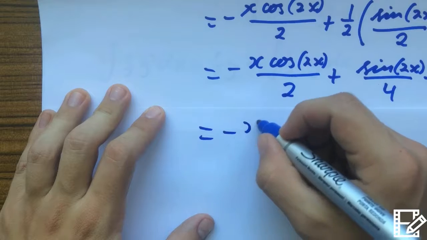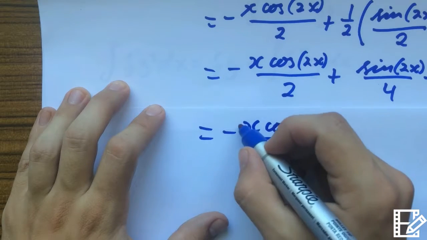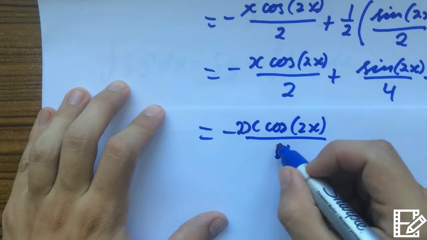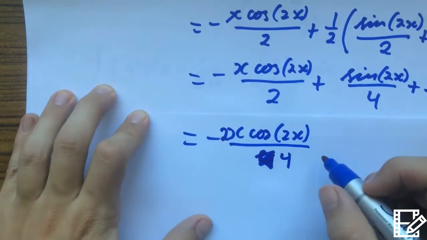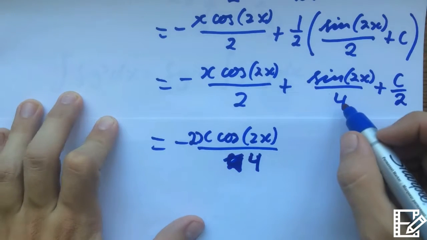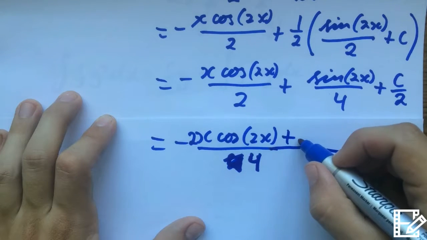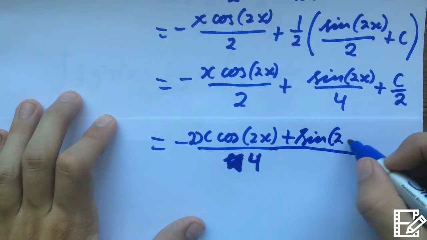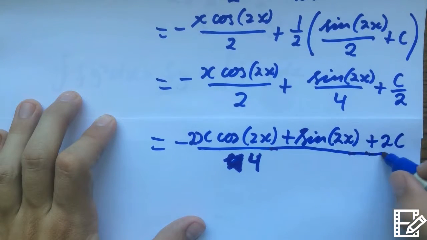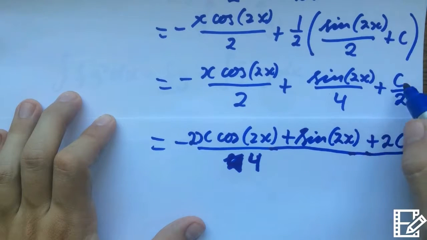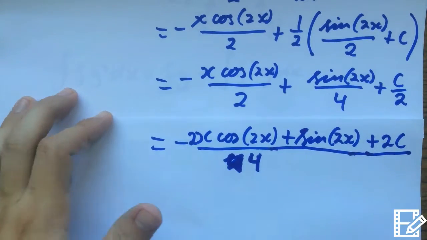Now that's going to equal negative x cos 2x on 2. I'm going to multiply this by 2, which will make the bottom a 4 because I'll be multiplying the bottom by 2 as well. So it'll be negative 2x cos 2x on 4, which means this has a base of 4, so I can continue on and put plus sine 2x. So they both have the same denominator. And here I'm going to put plus 2c, so that will be on 4 as well, because 2 times c over 2 gives a denominator of 4. It's all over 4, basically. I've made it so it's all over the same 4.